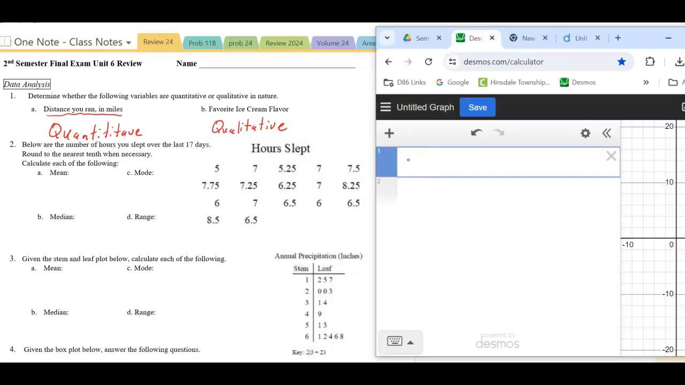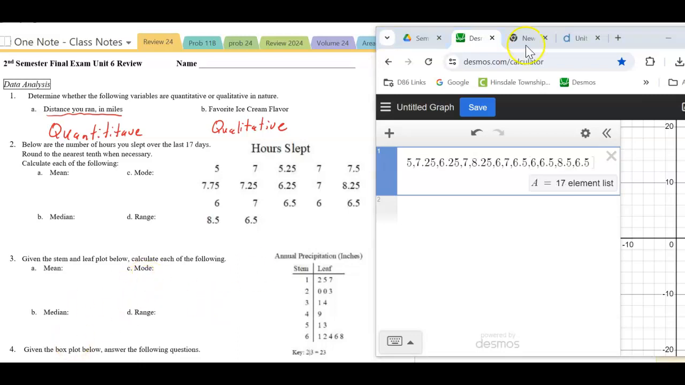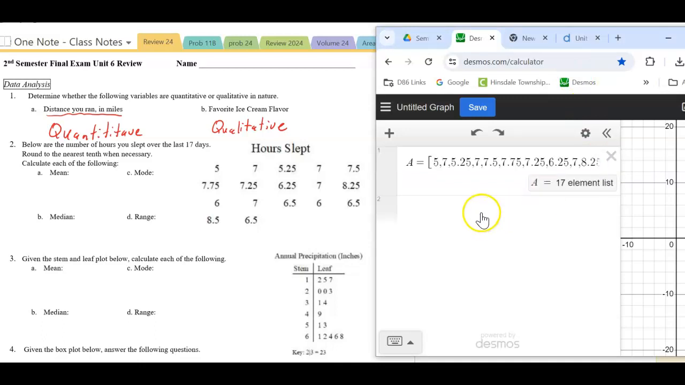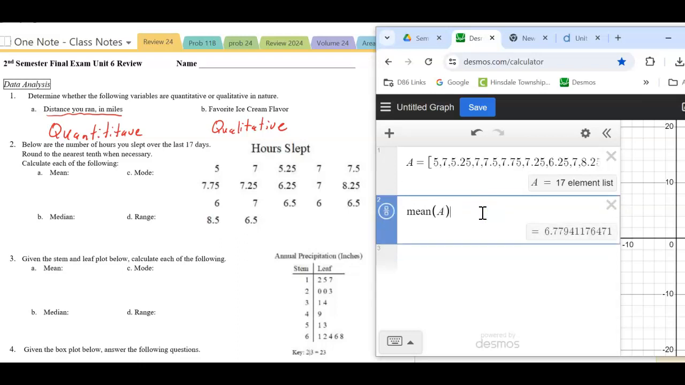If we look at problem number 2, we want to calculate the mean, mode, median, and range. So what I did is called up the graphing calculator, and we're going to use the graphing calculator. We're going to type in capital A, equal, bracket, and then we've got to type in the numbers, 5, 7, 5.25, and we're going to type in the rest of the numbers. And after you type in the rest of the numbers, close it with a bracket. And then you could type in mean of A, and you'll get the mean. So the mean of the numbers is 6.78.